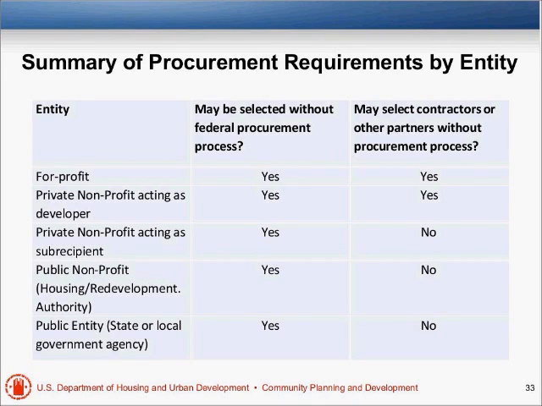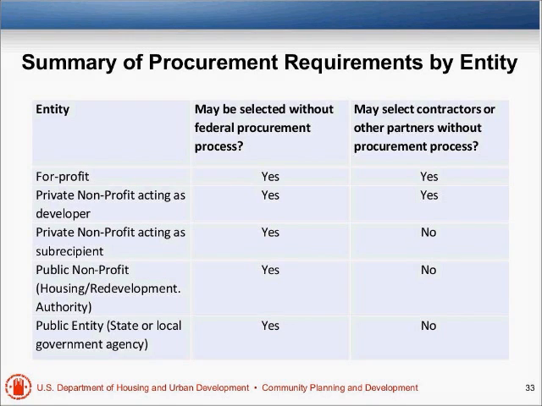Private nonprofit acting as a developer, no procurement, can be selected without federal procurement, and most people do use some kind of RFQ, RFP process, and they may select their other contractors or other partners without following a formal procurement process. Private nonprofit acting as a subrecipient, again, as you can see, all of these can be selected without a federal procurement process by the rule. It doesn't mean you should, it just means they can.